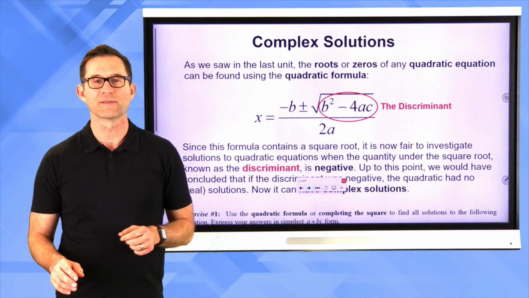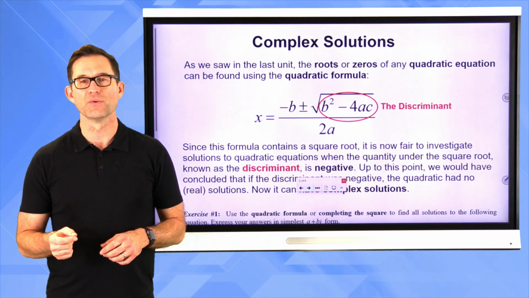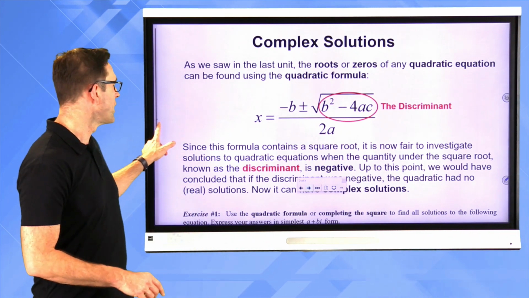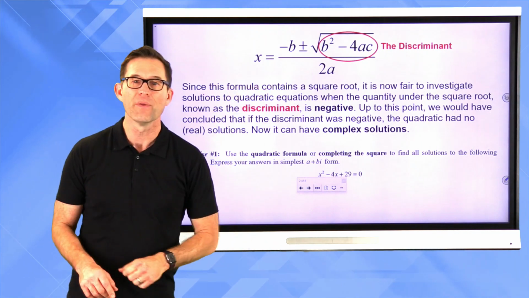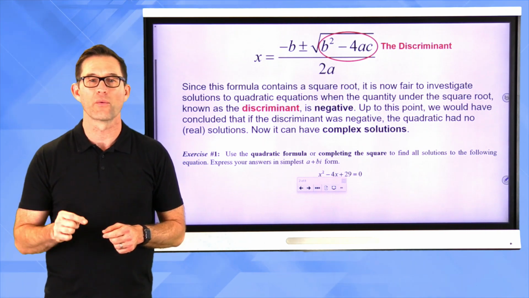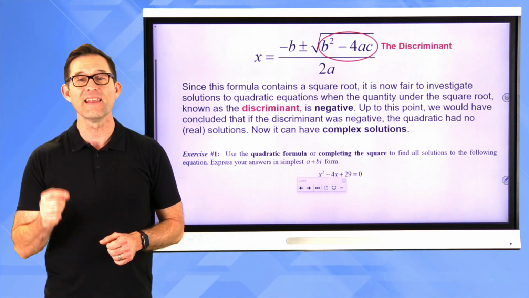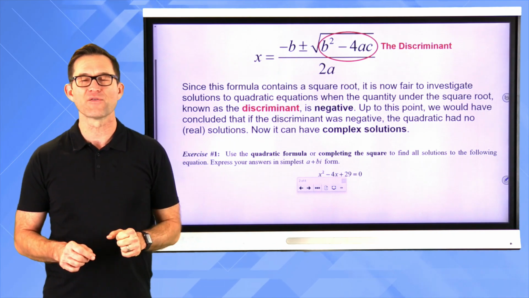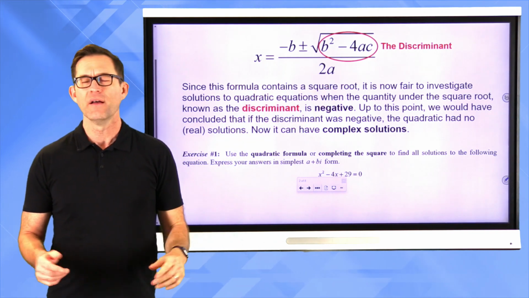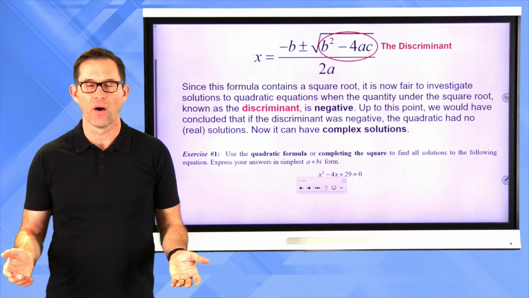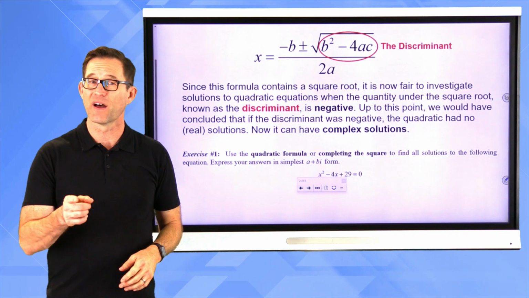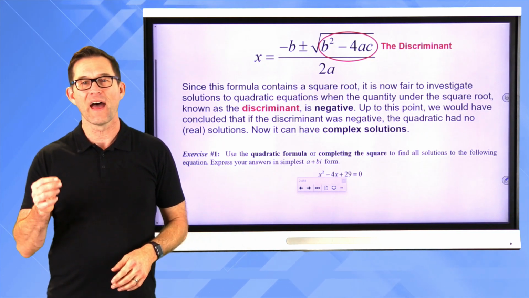Now, complex solutions. As we saw in the last unit, the roots or zeros of any quadratic equation can be found using the quadratic formula. Since this formula contains a square root, it is now fair to investigate solutions to quadratic equations where the quantity under the square root, which is known as the discriminant, is negative. So that's that b squared minus 4ac. The stuff that isn't under the square root, the negative b and the division by 2a, those are just real numbers, whatever they are. But when b squared minus 4ac goes negative, and we've got the square root of a negative number, then we can have i's come up.